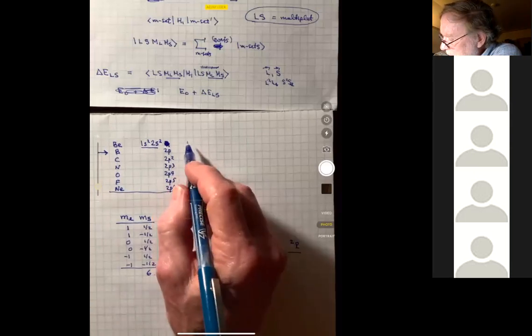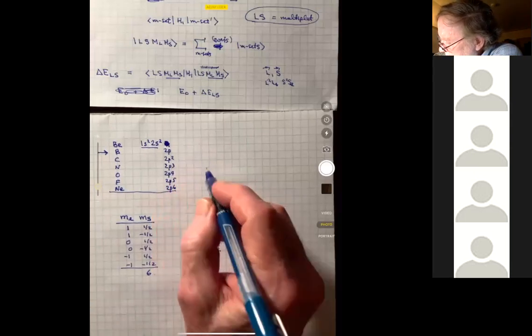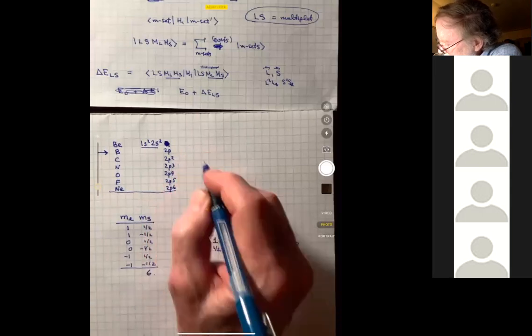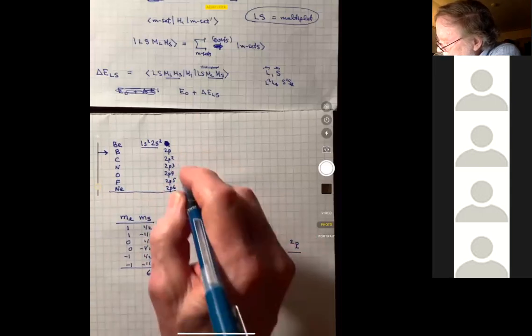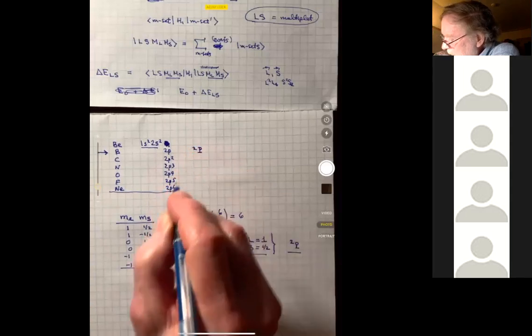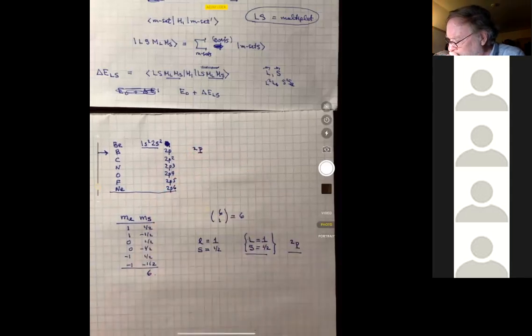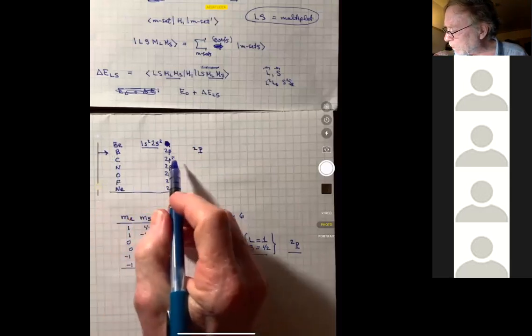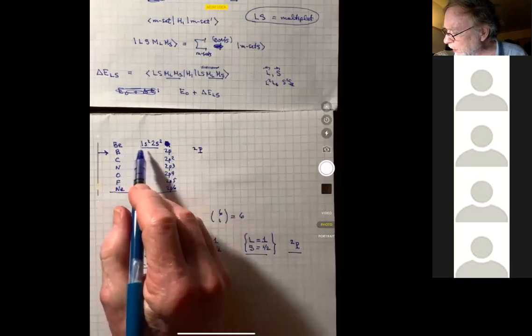So in our table here, beryllium has a multiplet, just one multiplet, which is a doublet P. Let me put it here as doublet P. We'll make a table for beryllium. So that was easy. By the way, did I say beryllium? I meant boron.